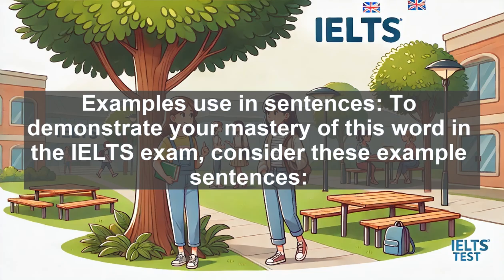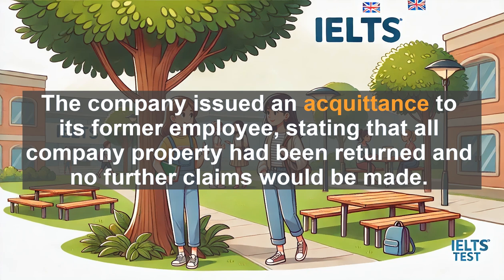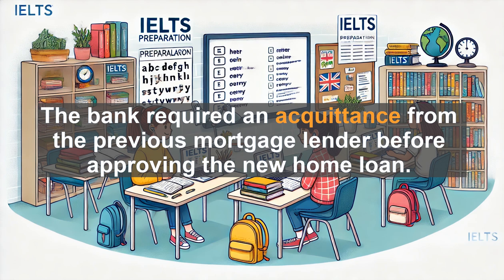Examples used in sentences. To demonstrate your mastery of this word in the IELTS exam, consider these example sentences. Upon receiving the final payment, the landlord provided the tenant with an acquittance, confirming that all rent obligations had been fulfilled. The company issued an acquittance to its former employee, stating that all company property had been returned and no further claims would be made. The bank required an acquittance from the previous mortgage lender before approving the new home loan.